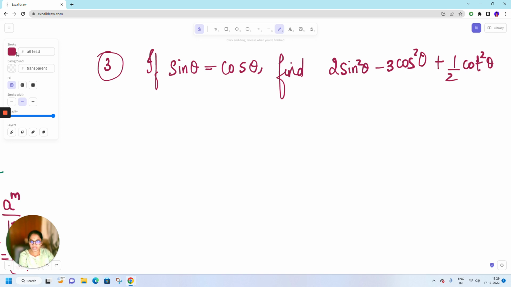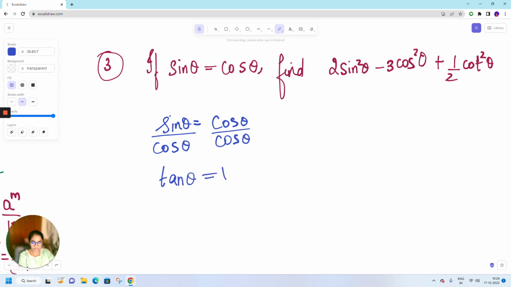They have given us sine theta equals cos theta. How do you solve this? They are asking us to find the value of 2 sine square theta and all these things. Okay, how do we solve this? I have sine theta is equal to cos theta. Let me divide both the sides by cos theta. Why? Because I know sine divided by cos is tan theta. So I'll get tan theta is equal to 1.